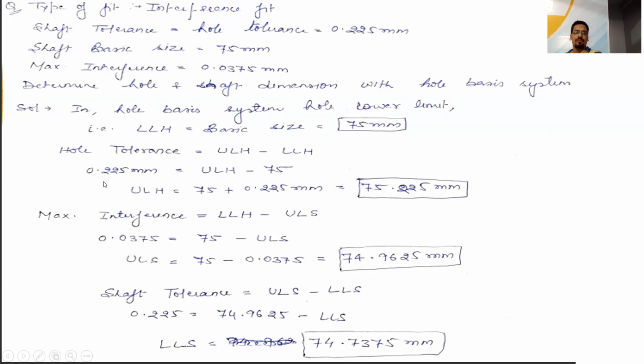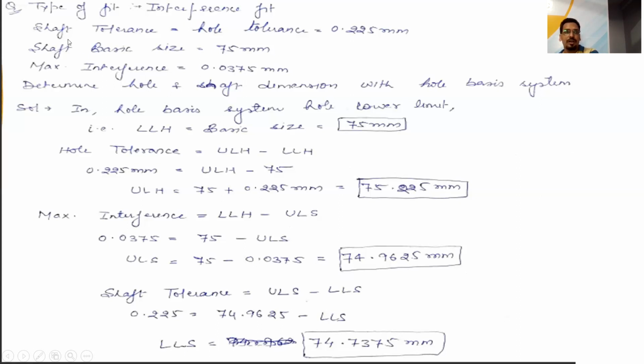Now we have to calculate for the shaft. So for calculation of shaft, we have maximum interference, and maximum interference is given by lower limit of hole minus upper limit of shaft, that will be 0.0375. This is the maximum interference which is given to us. Lower limit of hole will be 75, we have already calculated it, minus upper limit of shaft. So this we have to calculate. So this will be 75 minus 0.0375, that will be 74.9625 mm. So this will be the upper limit of shaft.